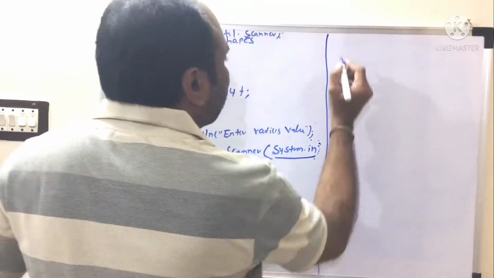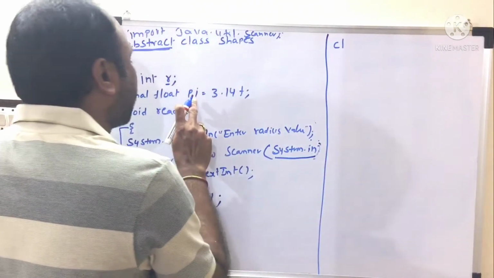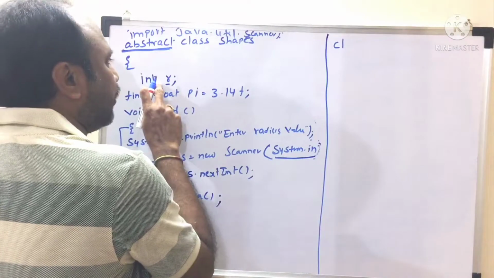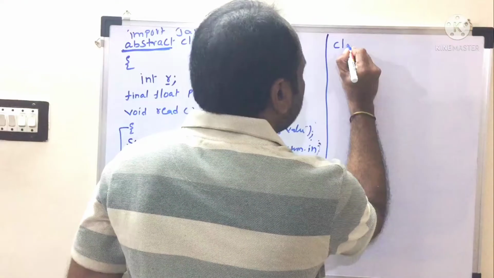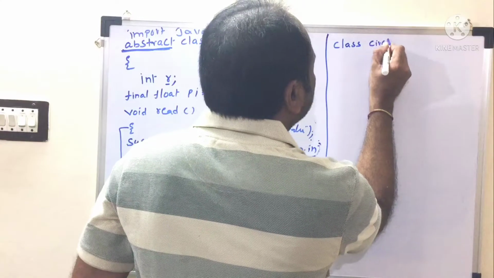Now, I have to find out the area of circle. What is the formula for area of circle? Pi r square. Already I am having pi, I am having the r value. So what I will do is, I will create the circle class.